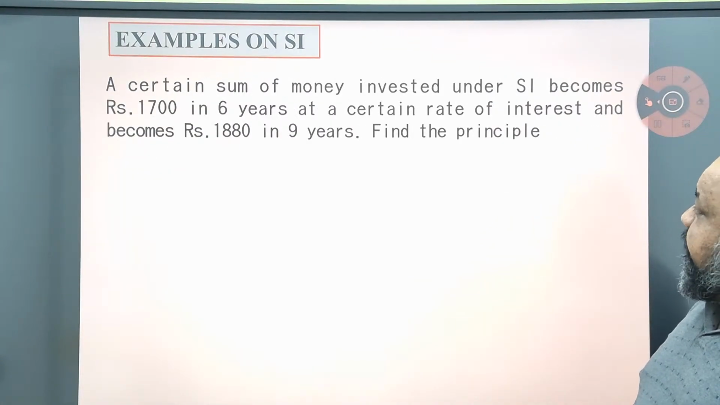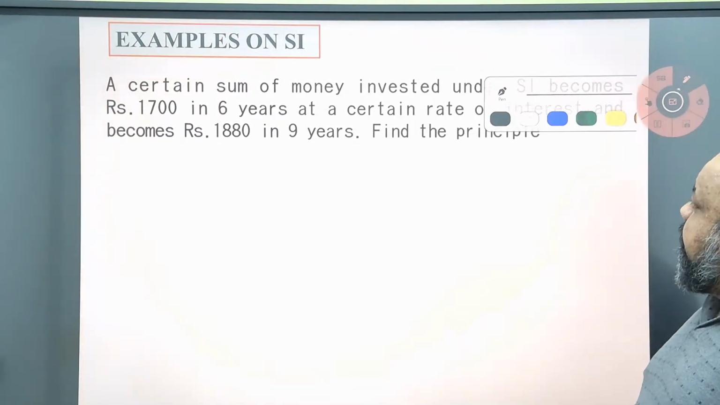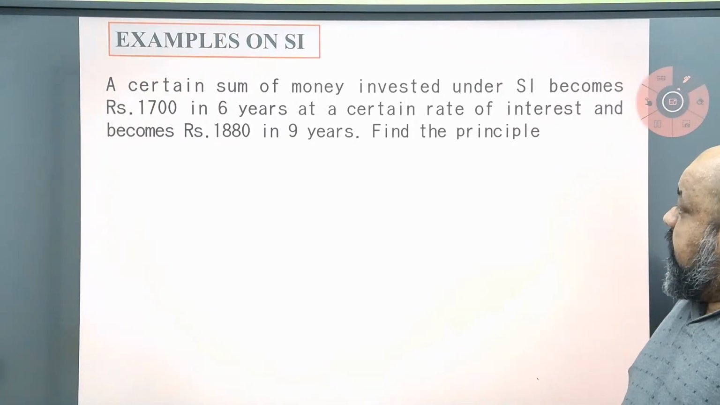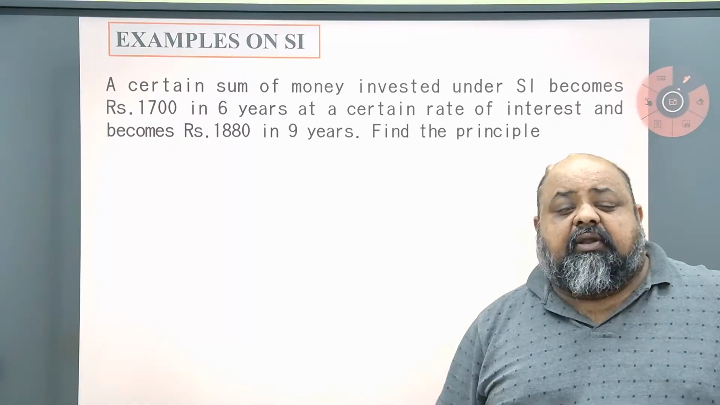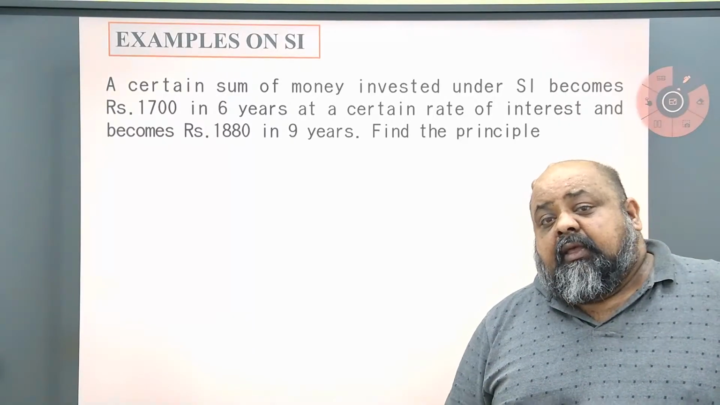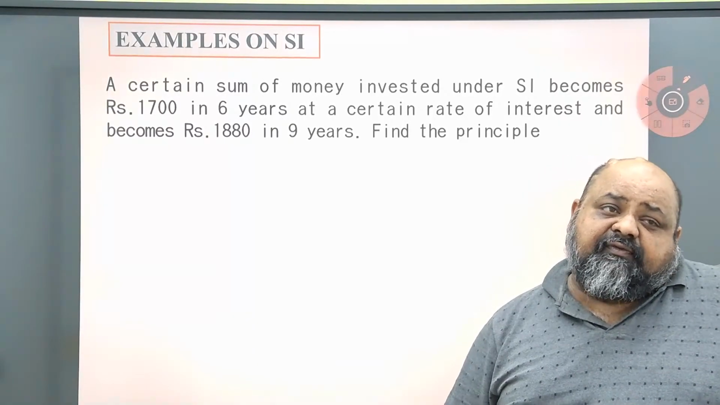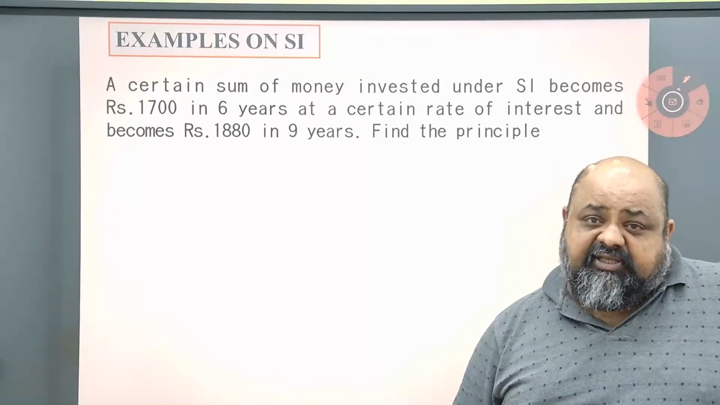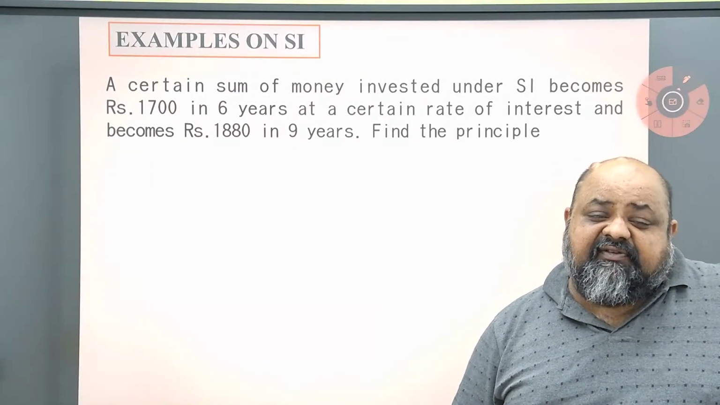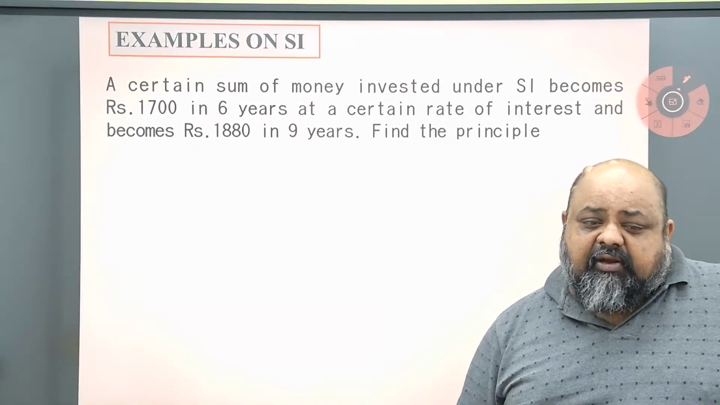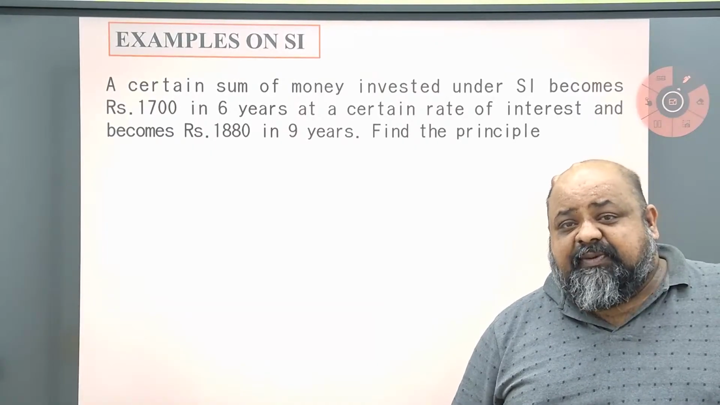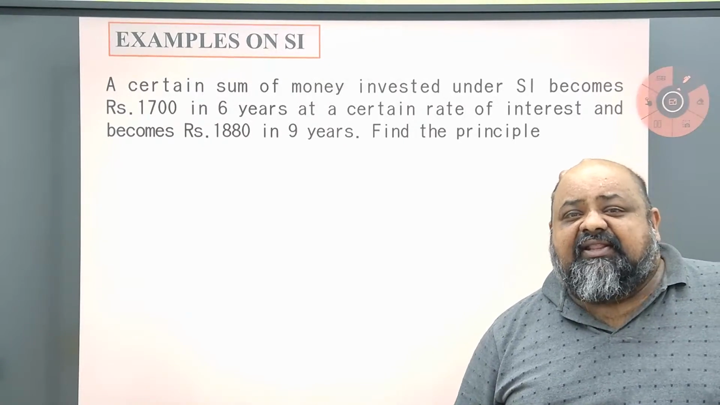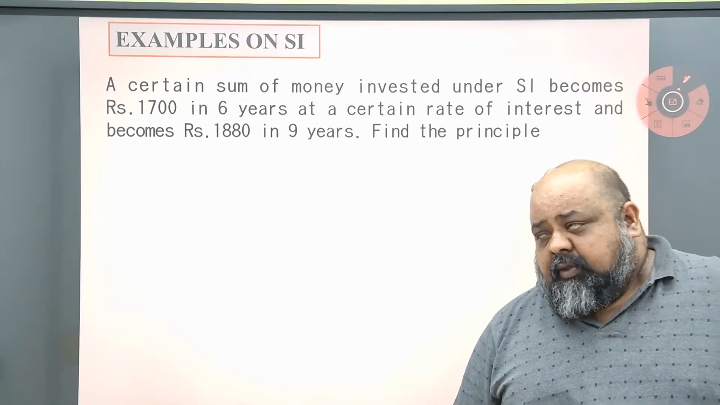Next question. A certain sum of money invested under SI. Also, when you're looking at the question of SI or CI in the exam, please be sure to first identify whether the question talks about SI or CI. Because obviously the answers will be different depending on what you're calculating. And the question has to specify whether it is SI or CI. If it does not specify, technically the answer cannot be determined.